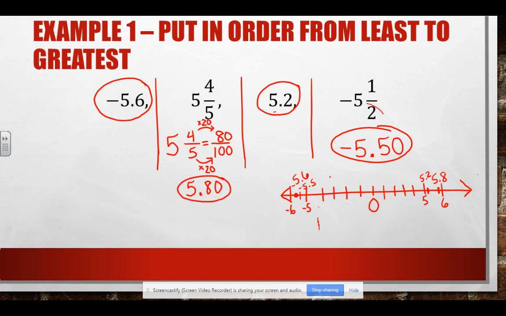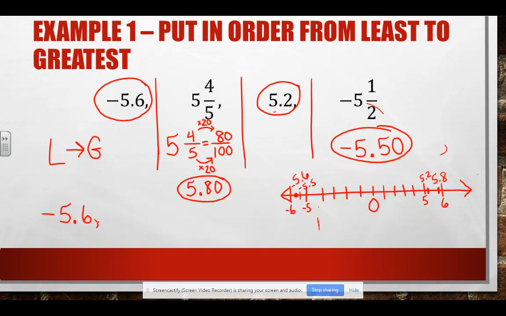When we were comparing and ordering integers week before last, we talked about how when we put our numbers on a number line, the further you are left, the less you are. Left is less. So if we're going from least to greatest, I can look straight on my number line at my numbers. I had negative 5.6. That's the furthest left. And it was originally written as negative 5.6.